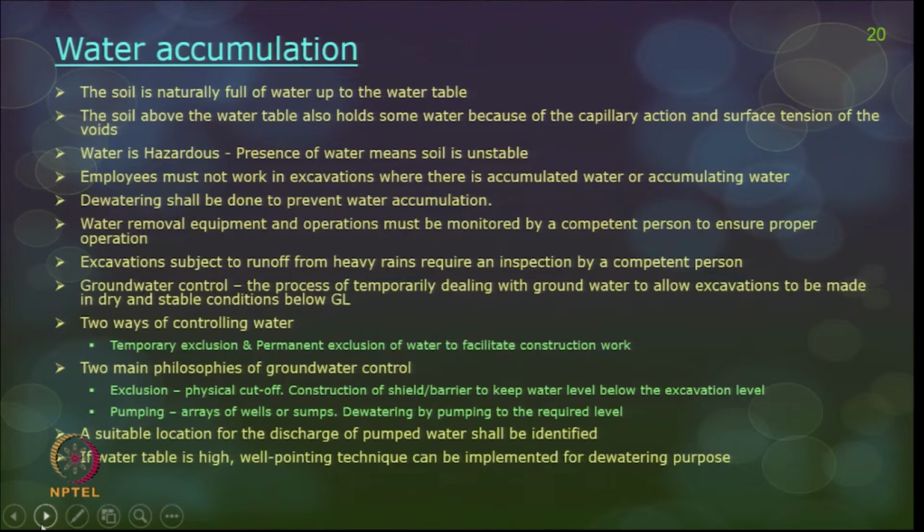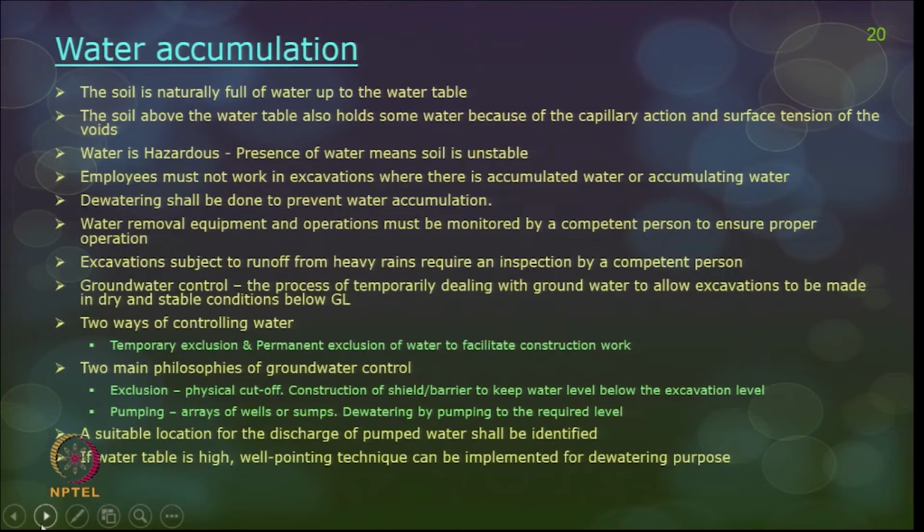You may have to have adequate dewatering equipment at your site, so that you can use it immediately to drain out or pump out all the water. Excavations subject to heavy rainfall should be inspected before you start putting in the equipment and continuing with your excavation work. That also you should take care of. Now, groundwater control is the process of temporarily dealing with the groundwater to allow the excavations to be made dry and stable, so that you can continue with your excavation.